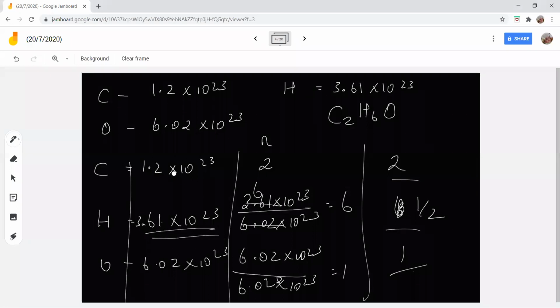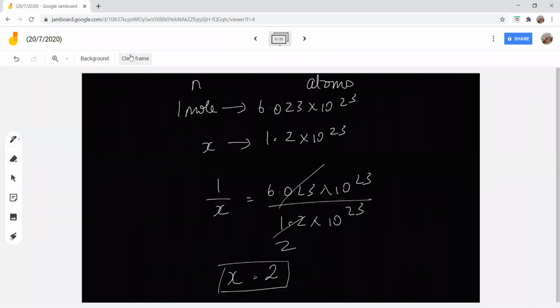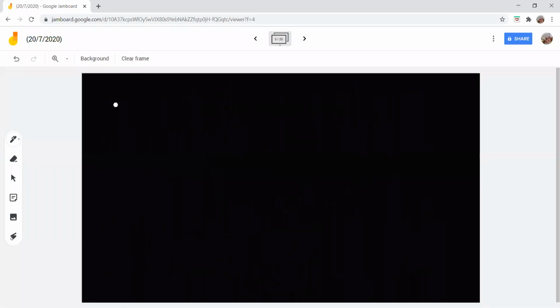Oh, sorry. I didn't consider the decimal place. So 6.02 into 2 will be 12. So this will be 0.2. Correct? So you have 0.2, 0.5, and finally you have 1. Correct? So what I have to do is divide the entire thing by the smallest value. So you have 0.2 carbon, hydrogen is 0.5, oxygen is 1.